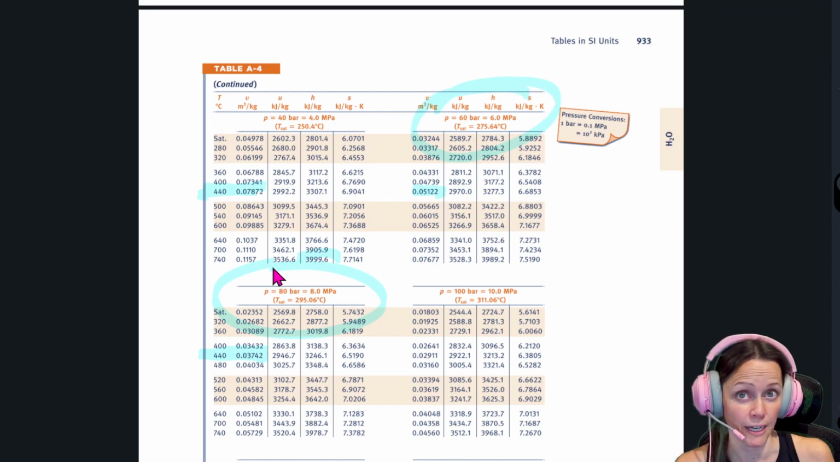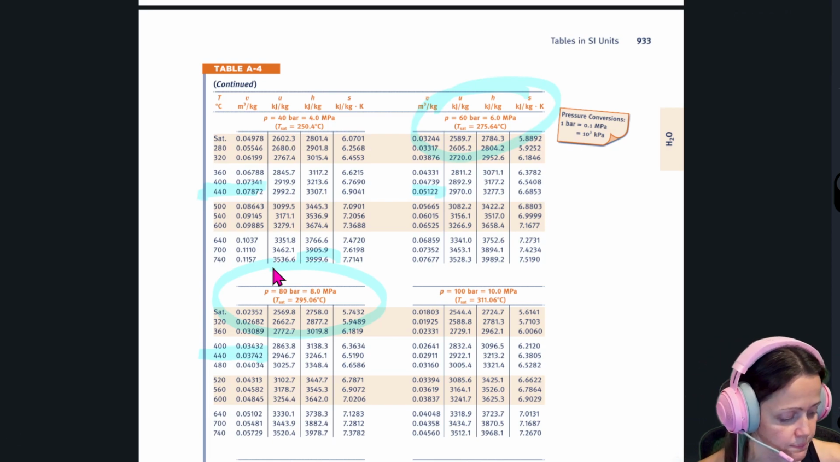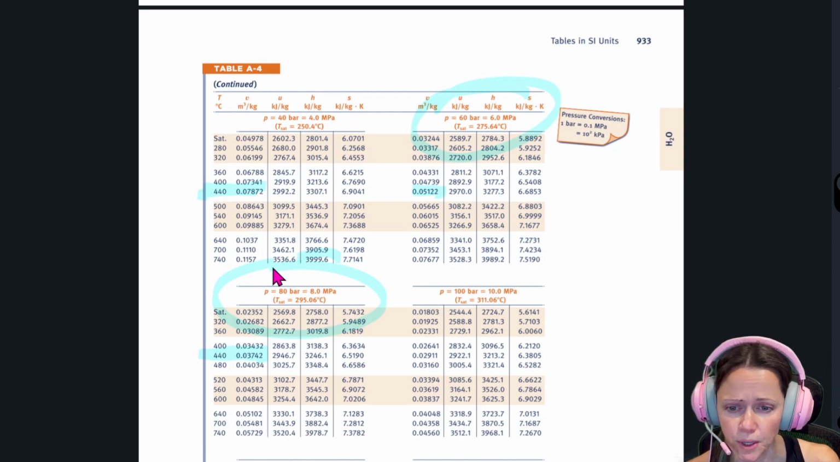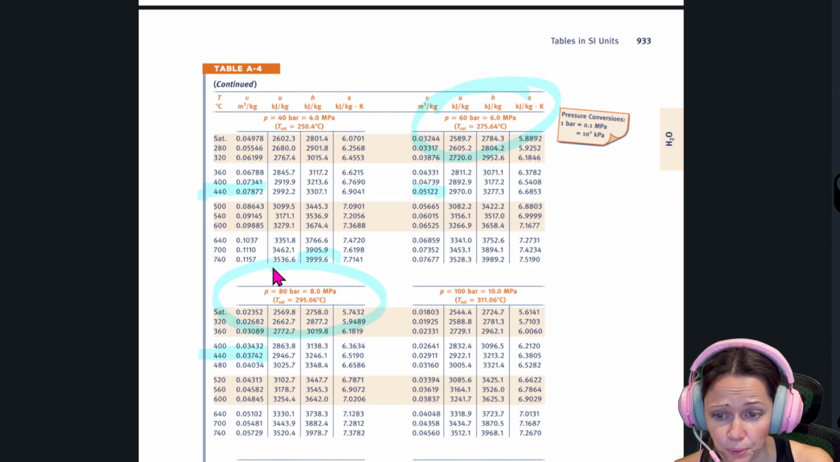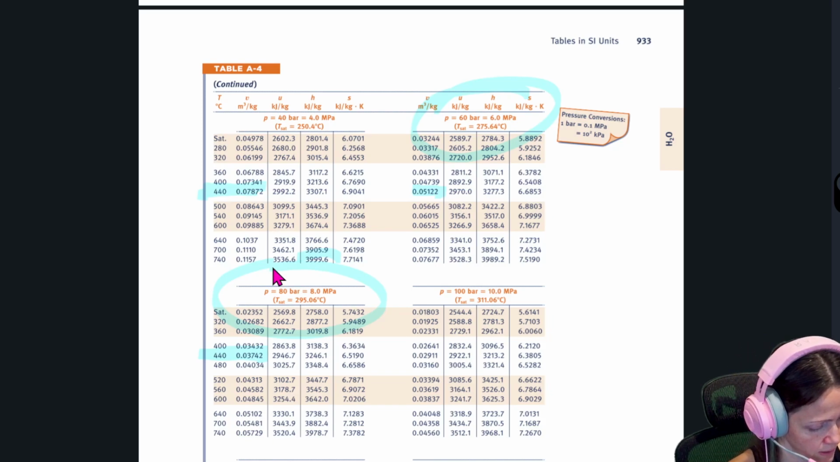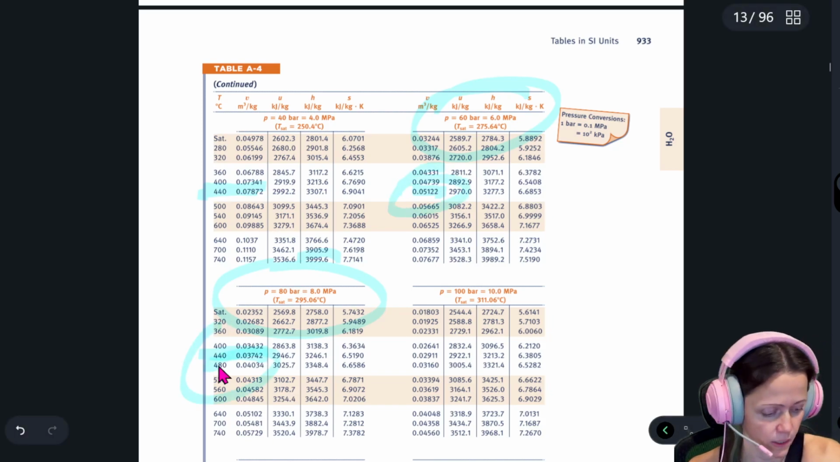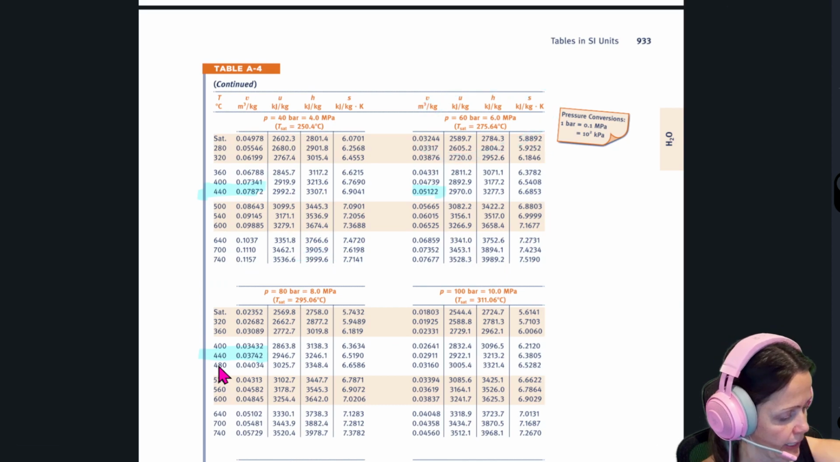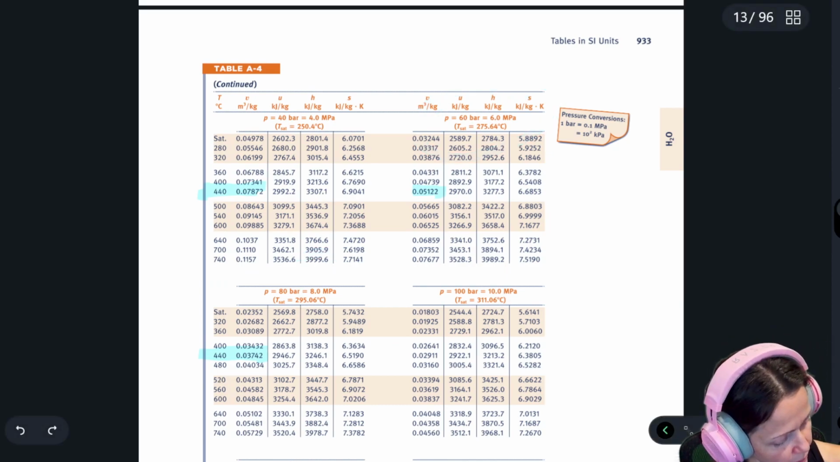Why? Because my specific volume at 440 is 0.013563, which is between these numbers right here. So I do need to interpolate. I'm interpolating like this.